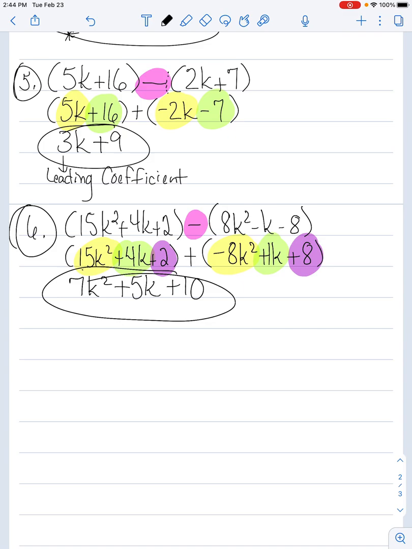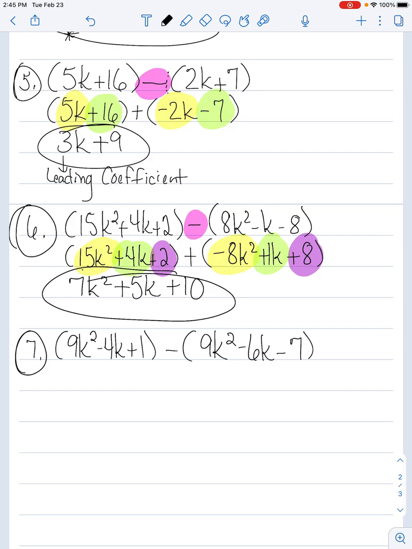What's my leading coefficient? 7, because 7 is in front of my highest exponent, or that's called the highest degree. Okay? Let's try a couple more of these subtractions just to make sure you're okay. So 9k squared minus 4k plus 1 minus 9k squared minus 6k minus 7.